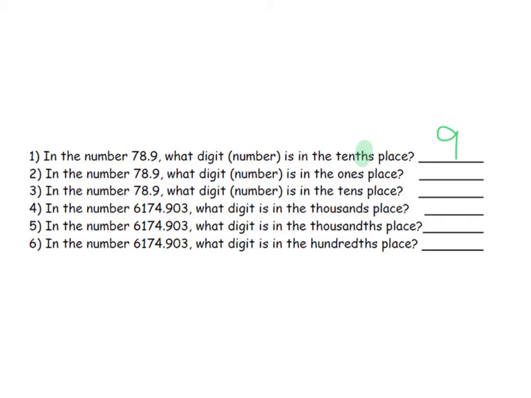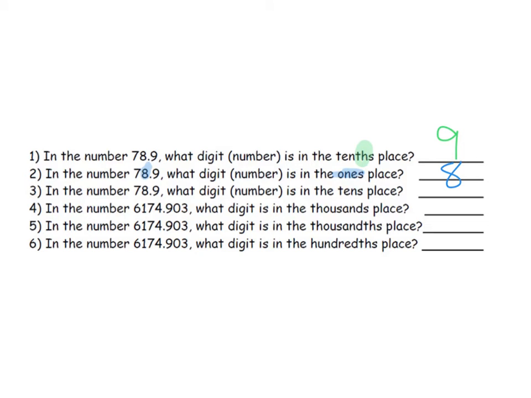Let's do a couple more together, and then I want you to practice on your own. All right, the next one says, in the number 78 and 9/10, what digit is in the ones place? Well, if you look down at the chart, the ones place is to the left of the decimal. So if I'm looking at the digit to the left of the decimal, that is an 8. So our answer there is 8.